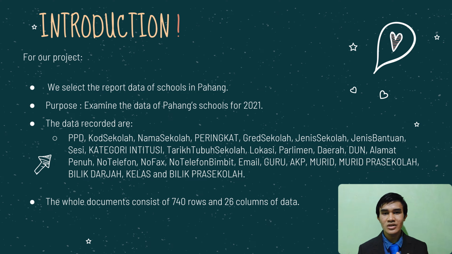Now, we're moving on to the introduction. For our project, we already selected the report data on schools in Pahang. The purpose of our project is to examine the data of Pahang's schools in 2021. There are 26 types of data stated in our report, and the data consists of 740 rows and 26 columns of data.